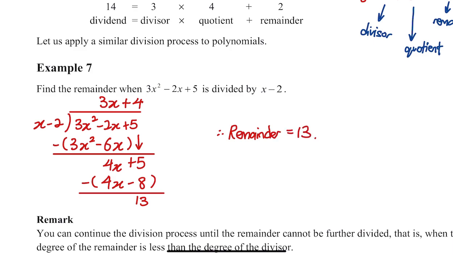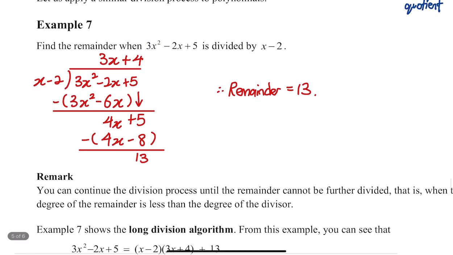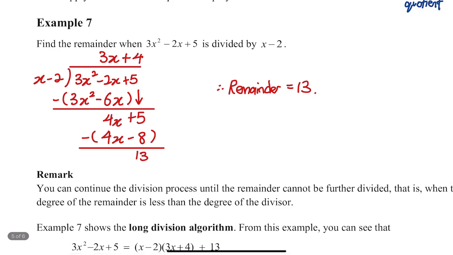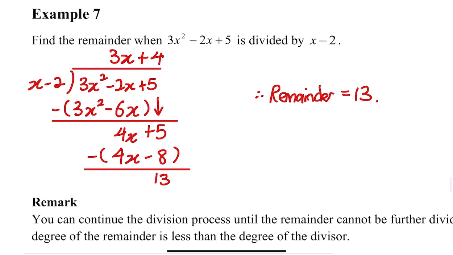Okay, this is how we use the division algorithm. So we will continue until the remainder cannot be further divided. You see over here, the remainder is 13. I cannot find any number that multiplies to x to give me 13 anymore. That is why I will stop here.